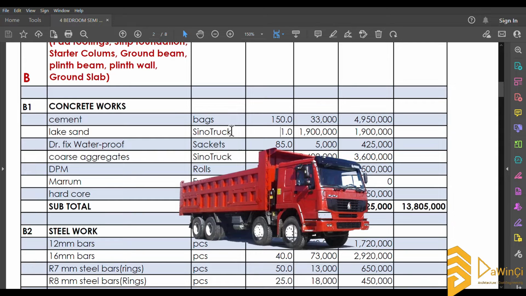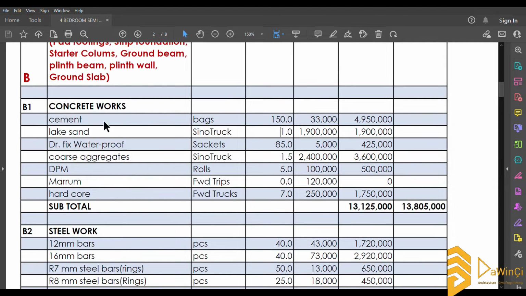Okay, so I'll also be mixing them along the way, because you might realize that a certain stage might need not exactly a full sino truck, but where there is excess, we have carried it forward to the next stage. So in some stages you might see half a sino truck or something of the sort. So here we have cement for the concrete work specifically.